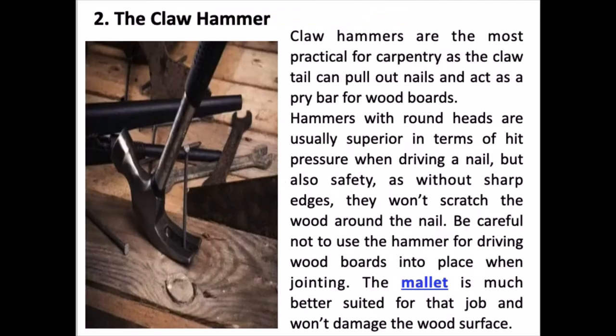Another we can see here is the claw hammer. Claw hammers are the most practical for carpentry as well, and the claw tail can pull out nails, you can see here, and act as a pry bar for wood boards. Hammers with a round head are usually superior in terms of hit pressure when driving a nail, and also safer, as without sharp edges they won't scratch the wood around the nail. Be careful not to use the hammer for driving wood boards into place when joining. The mallet is much better suited for the job and won't damage the wood surface. So this is the claw hammer.